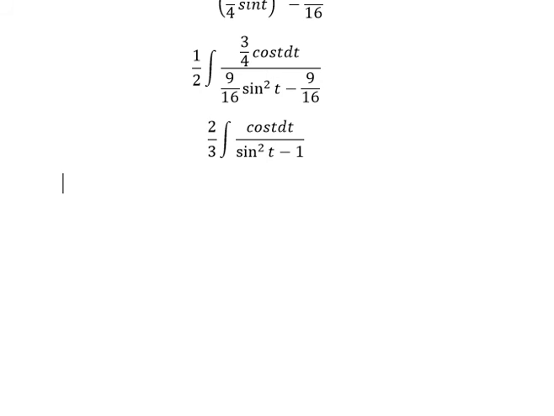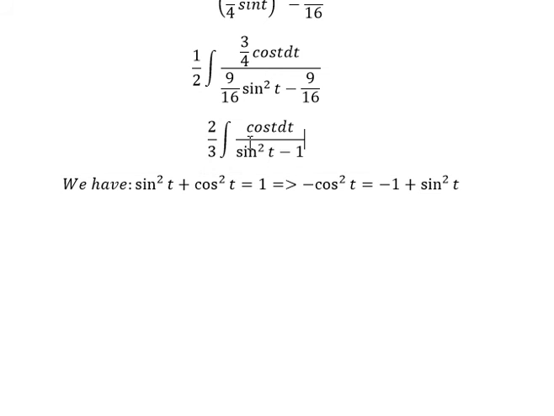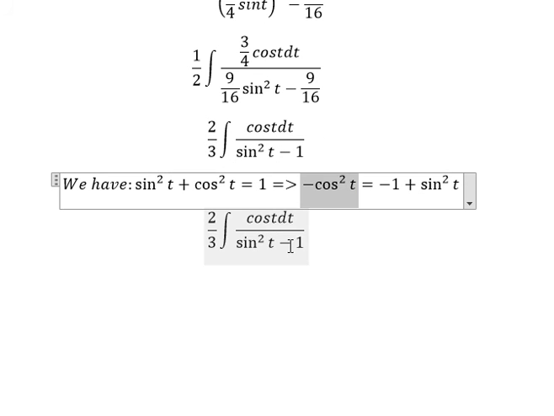Now we have the formula: sine t squared plus cosine t squared equals 1. So in here we have cosine t squared equal to 1 minus sine t squared. In here we have sine t squared minus 1, so we put negative 1 in here, and you will get negative 1 plus sine t squared. We change for this one.